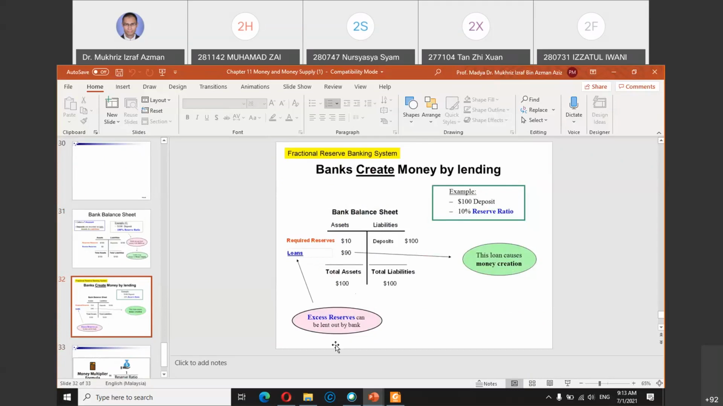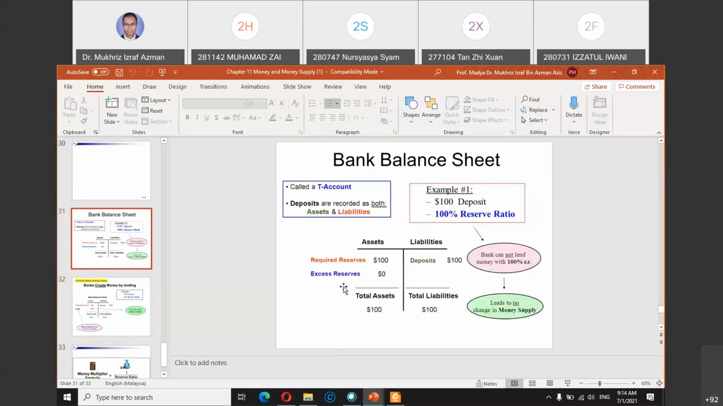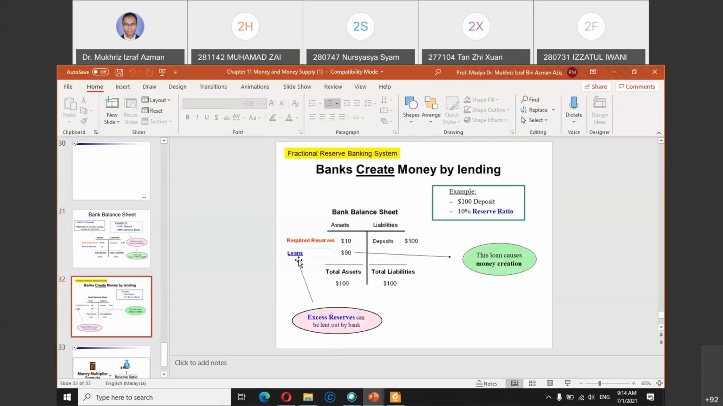So these are what we call excess reserve, which can be lent out by the bank, which is what we call a loan. Here, just now, you have the excess reserve and also the required reserve. So the money that the bank has under this excess reserve.